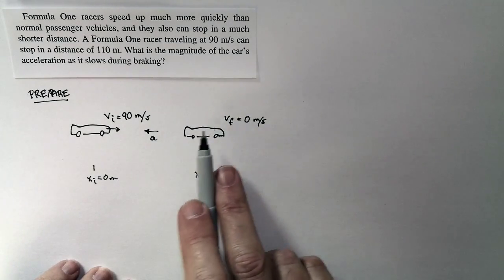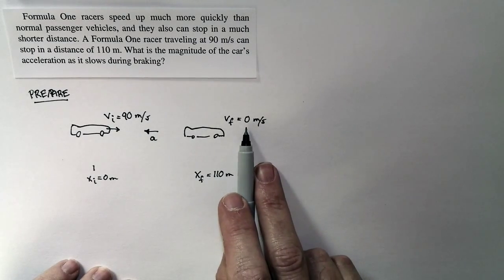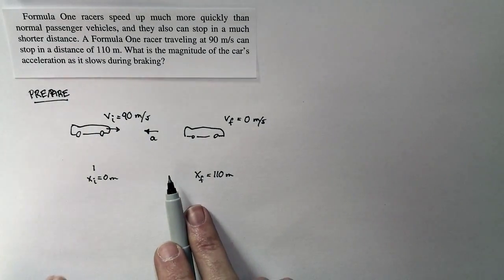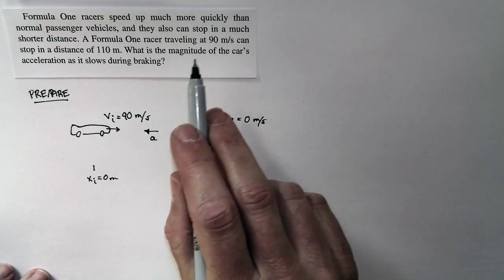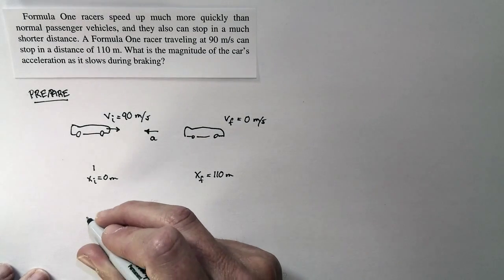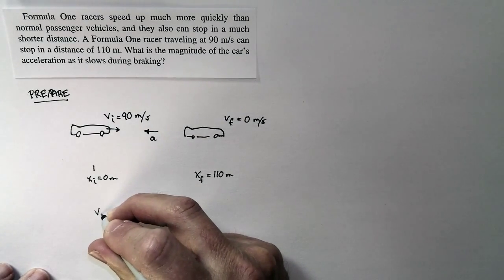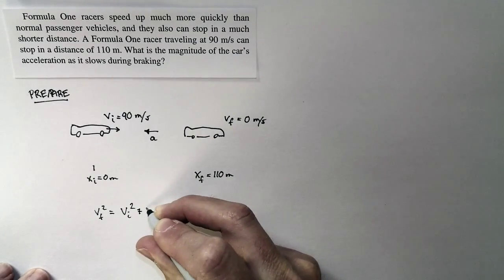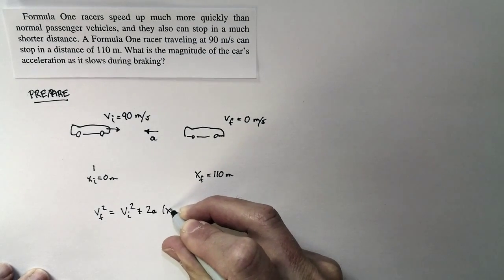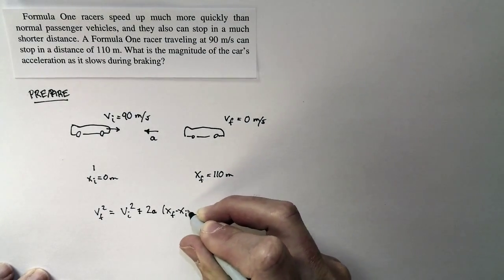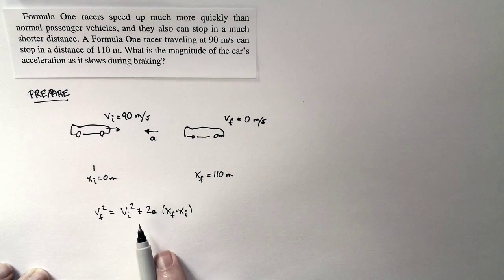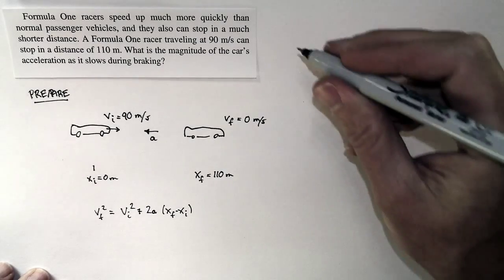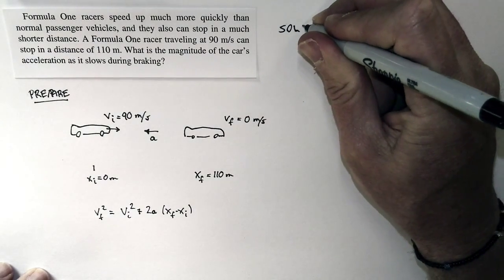So the car goes from here to here. It slows down from 90 meters per second to 0 meters per second. The acceleration is directed to the left. We're asked to find the magnitude of the acceleration. We don't need to know anything about the time. We're not told anything about the time. And so the easiest kinematic relationship to use is the one that involves velocities and positions, but doesn't involve time, the one that looks like this. The final speed squared is equal to the initial speed squared plus 2 times a times the final position minus the initial position. With that relationship in hand, we're ready to solve.